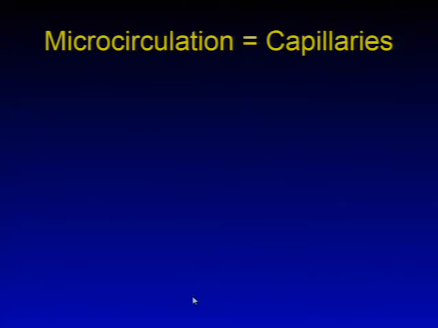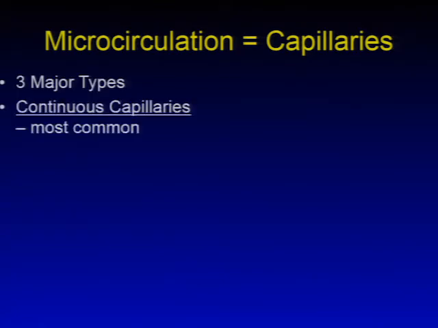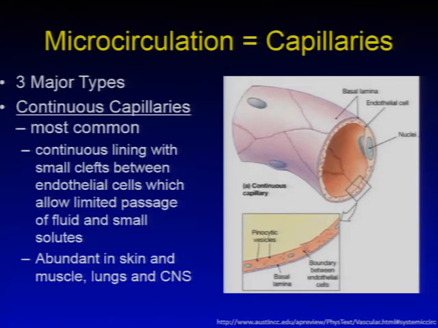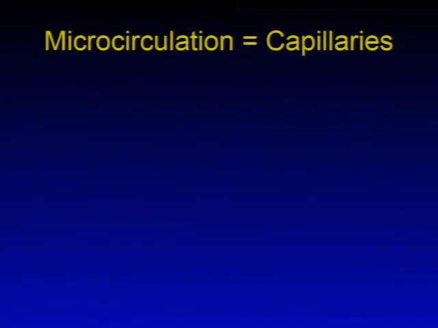So I want to shift now and look at the microcirculation. We've talked about blood pressure regulation, which occurs primarily in the arterial tree. But when blood reaches the capillaries, there's three major types. There's continuous capillaries, which are the most common type of capillaries in the body. They have a continuous lining with small holes or fenestrations between the endothelial cells, and this allows passage of a small amount of liquids and solutes. These are abundant in the skin and muscle, as well as the lungs and the central nervous system.